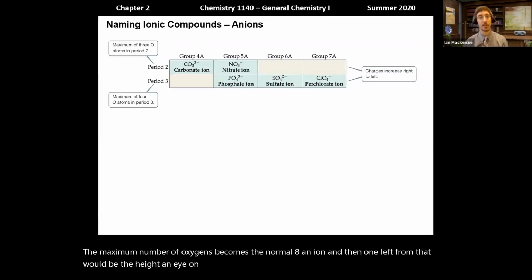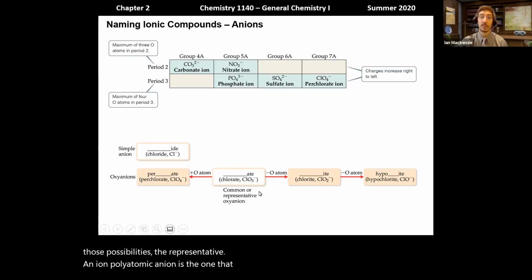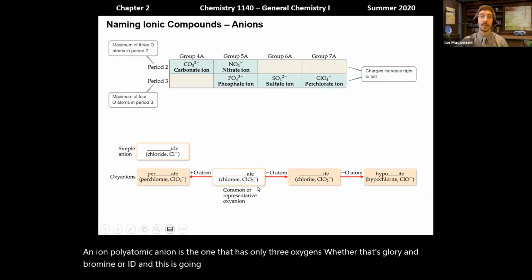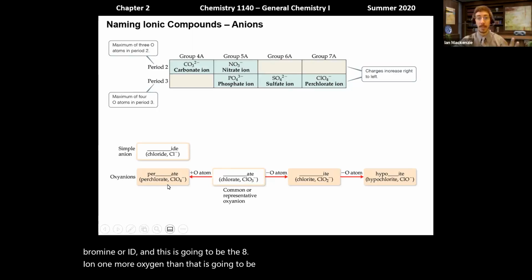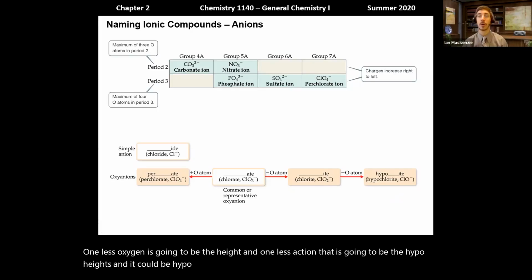The halogens form their own exception. Because they have all of those possibilities, the representative polyatomic anion is the one that has only 3 oxygens. Whether that's chlorine, bromine, or iodine, this is going to be the -ate ion. One more oxygen than that is going to be the per-ate ion. One less oxygen is going to be the -ite, and one less oxygen than that is going to be the hypo-ite. It could be hypochlorite if it's chlorine, hypobromite if it's bromine, or hypoiodite if it's iodine, and so forth.